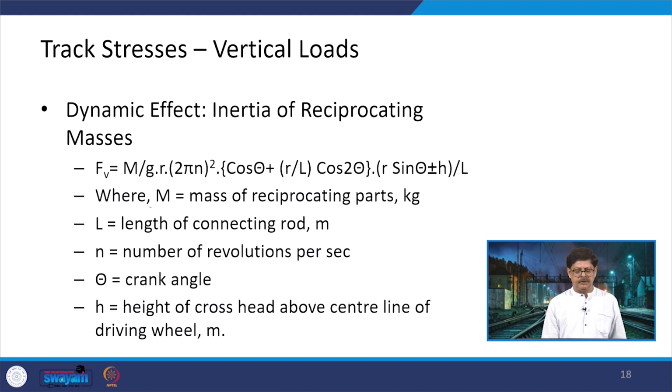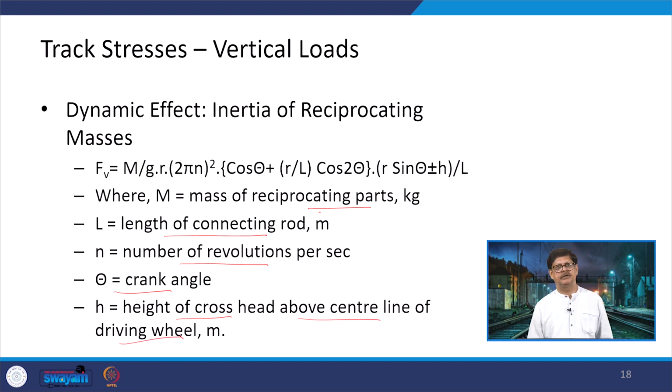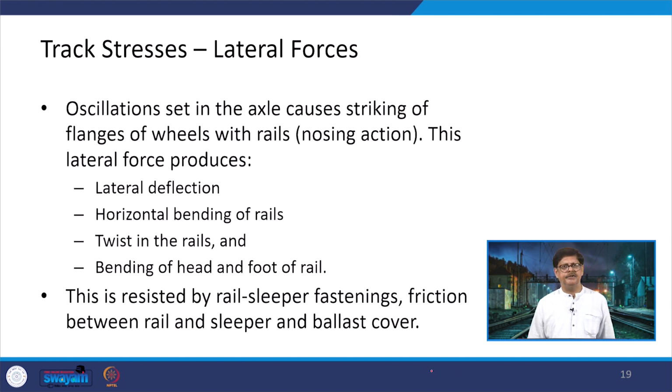So, here m is the mass of the reciprocating parts, L is the length of the connecting rod, n is the number of revolutions per second, theta is the crank angle, h is the height of the crosshead above the center line of the driving wheel, and all of these things we have already talked about previously. Now, coming to the lateral forces. Lateral forces we have talked about previously also.